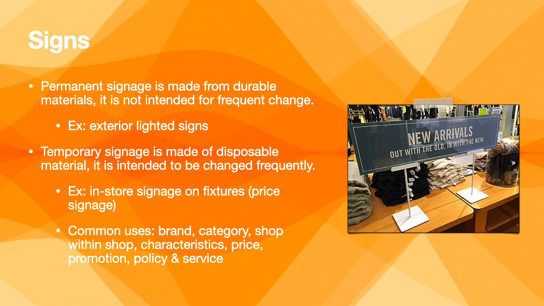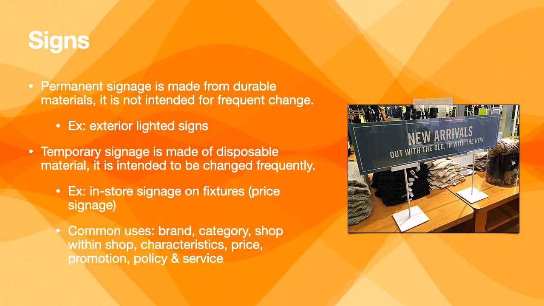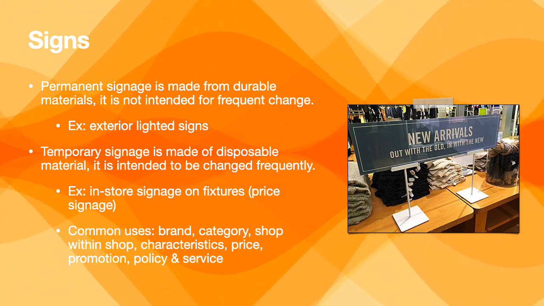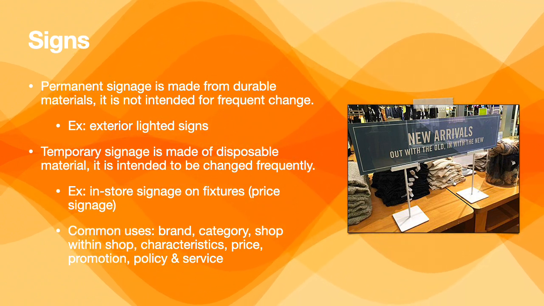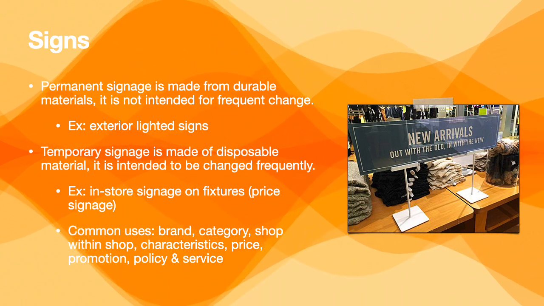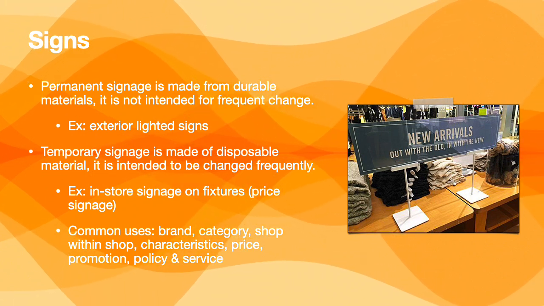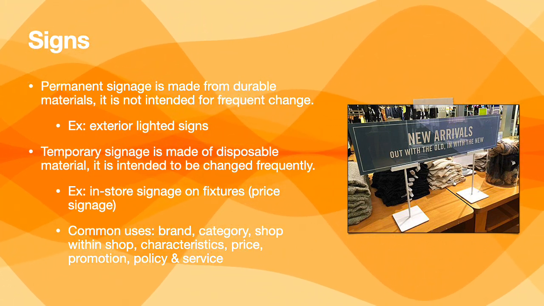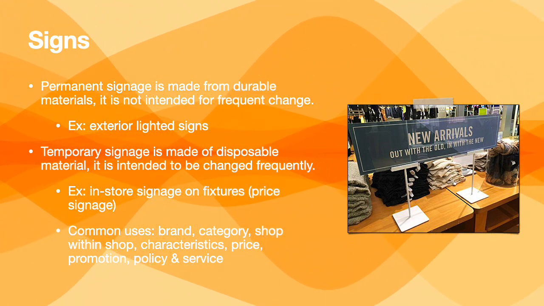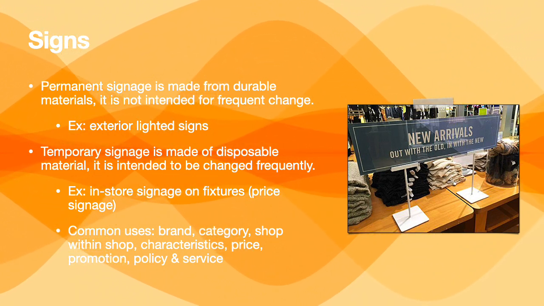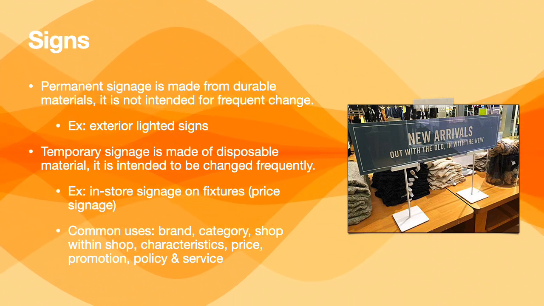Signs. Permanent signage is made from durable materials. It is not intended for frequent change. Examples include exterior lighted signs. Temporary signage is made of disposable material. It is intended to be changed frequently. Examples include in-store signage on fixtures, such as your price signage. Your temporary signage is going to have common uses such as brand, category, shop within shop, characteristics, price, promotion, policy, and service.